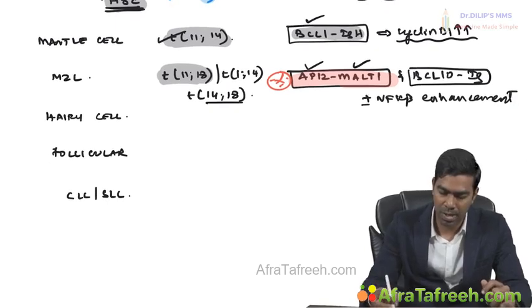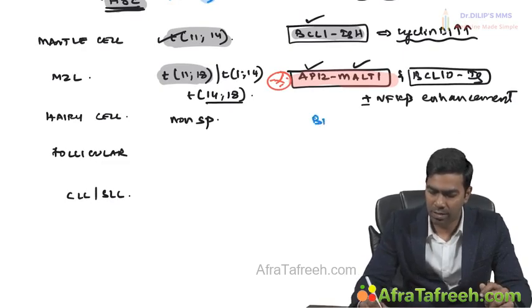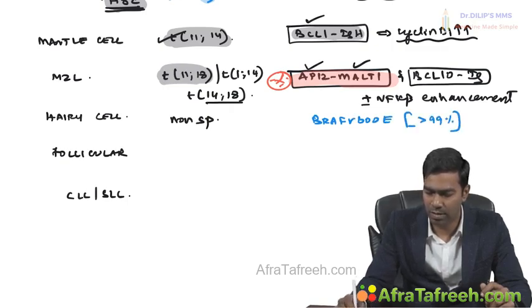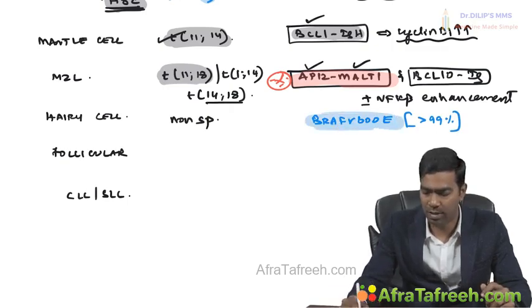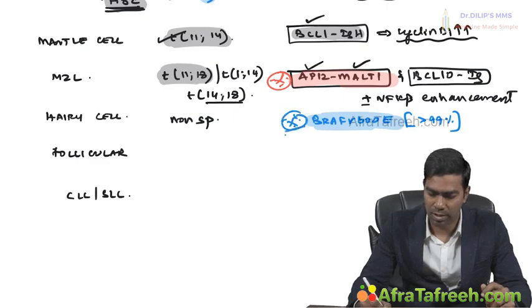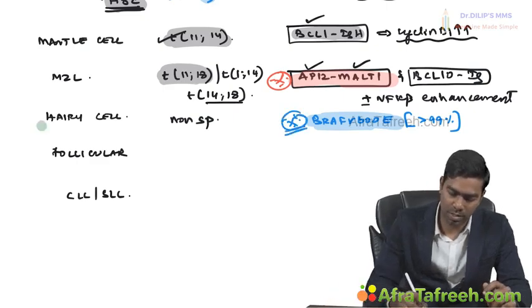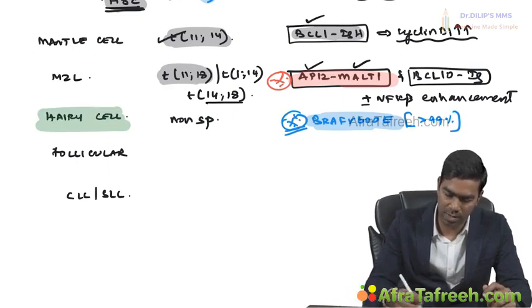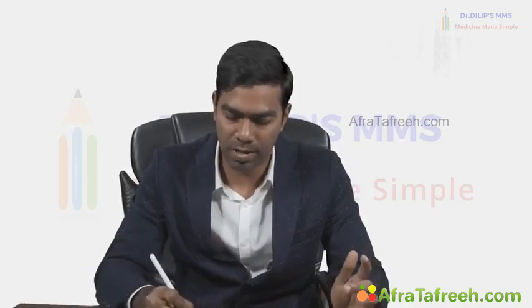And hairy cell leukemia, you don't have any specific translocations, but the majority of these patients have the BRAF V600E mutation. More than 99% of hairy cell leukemia cancers will have BRAF V600E, again a very important exam point. Another very important exam point is that hairy cell leukemias tend to be TRAP positive on HPE, that is, tartrate-resistant acid phosphatase will be positive. This stain will be positive for hairy cell leukemia. Again, a very important, multiple times asked question which we'll discuss in the future.